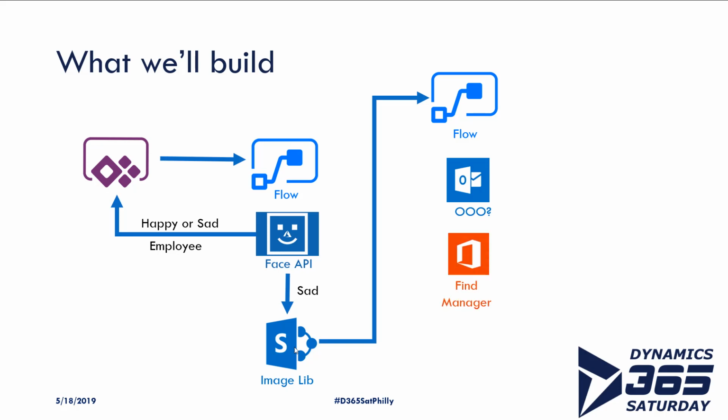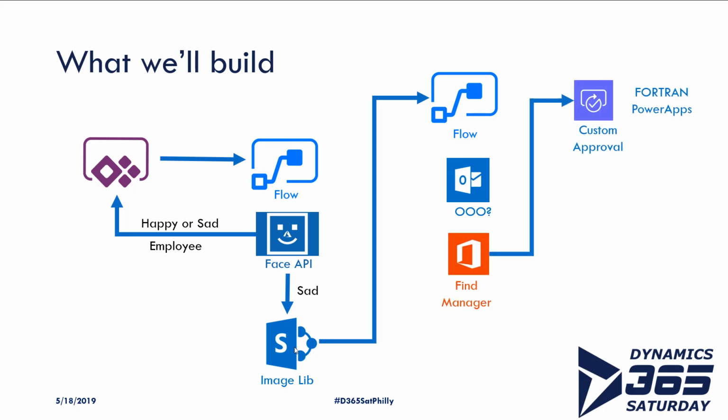If the approver's out of office, we're going to look at their manager and then use a custom approval action to decide if you're in FORTRAN or PowerApps team. And then if you're in FORTRAN, we're going to save all that to the on-premise gateway.